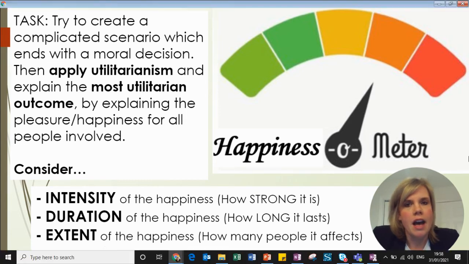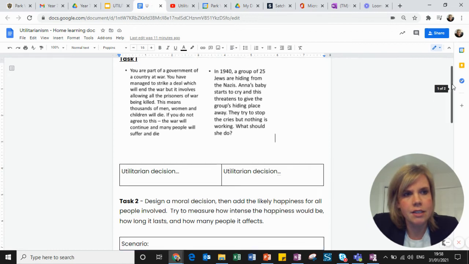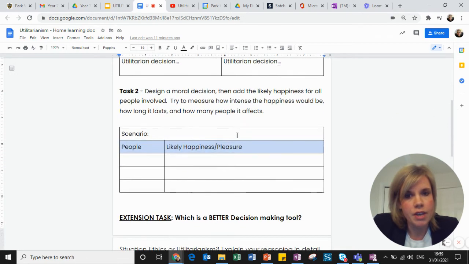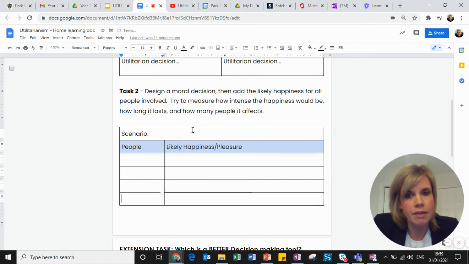Okay, I'll show you the sheet that you'll be working on. So it has these two scenarios. You can type in this box your utilitarian decision for each. There you create your own moral decision. And if you need to add any more rows under, right click and insert row below. So if 4 people are involved in your moral decision, great. If there's only 2, then you only need 2 rows.